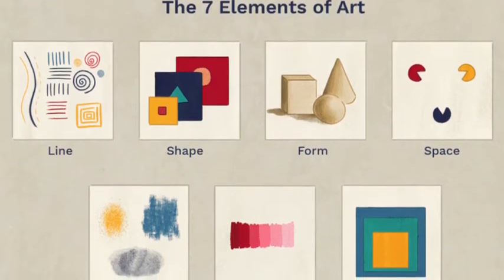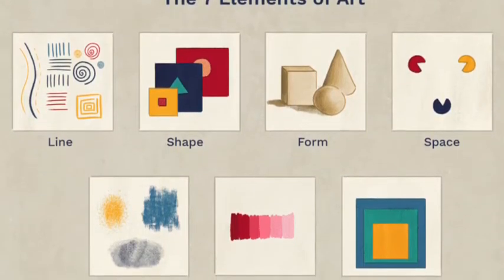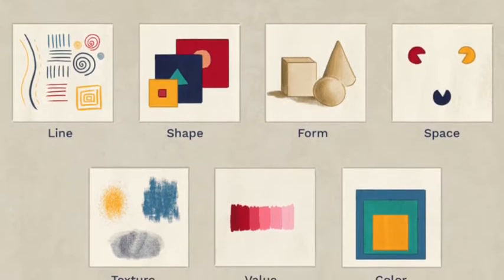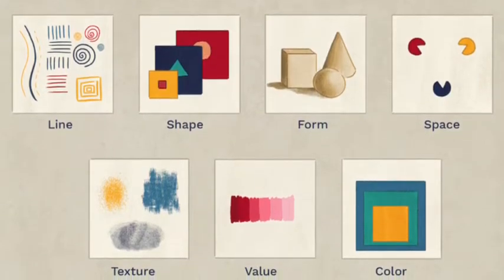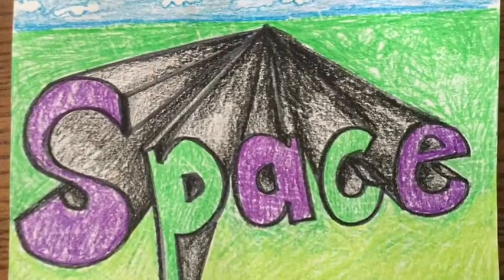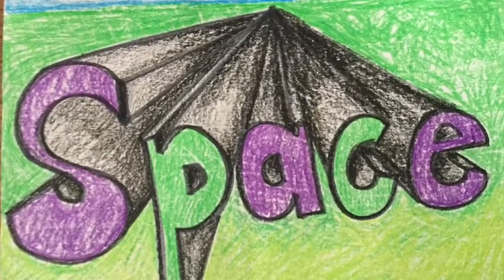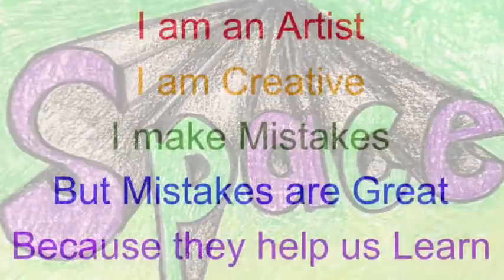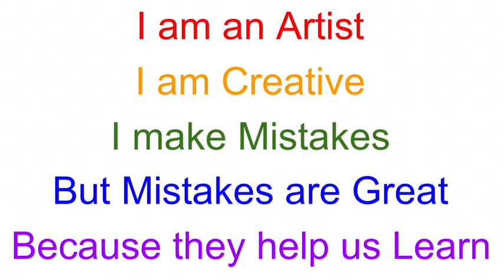Welcome back to art. We are focusing on the 7 elements of art, and today let's talk about space. Space is an optical illusion. Really, we're tricking your eye into thinking you can walk right into our artwork.